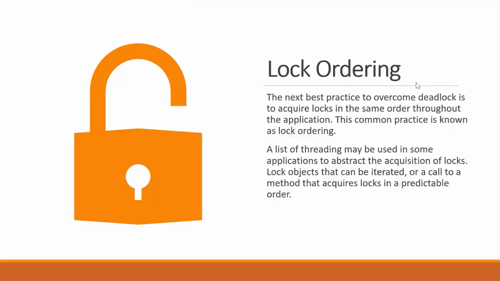Let's come back and discuss another best practice, that is lock ordering. Lock ordering is another best practice to overcome deadlock, and it is done by acquiring locks in the same order throughout the application. This practice is commonly known as lock ordering. A list of threading locks may be used in some applications to abstract acquisition of locks, with lock objects that can be iterated or passed to a method that acquires the locks in a predictable order.